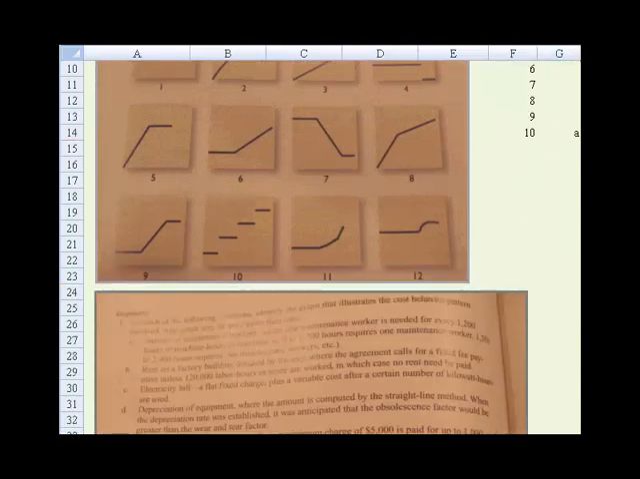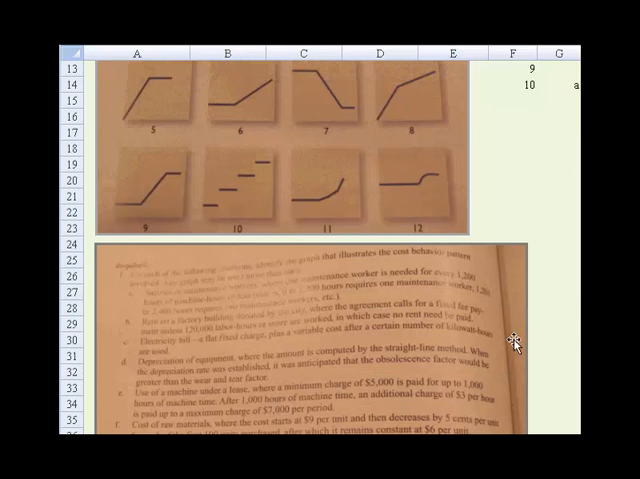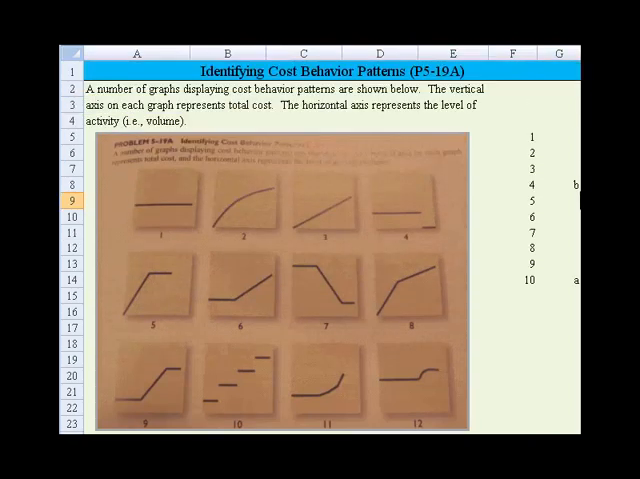Okay, let's read number C now. Again, hard to read, so I'll read it to you. Electricity bill, a flat fixed charge plus a variable cost after a certain number of kilowatt hours are used. All right, if we slide back up here and take a look at this one, we've got a flat fixed charge, and then after some certain level, we get a variable component that gets added to it. So number 6 represents C. So we'll jot that down. Whoop, I got it in the wrong place there.